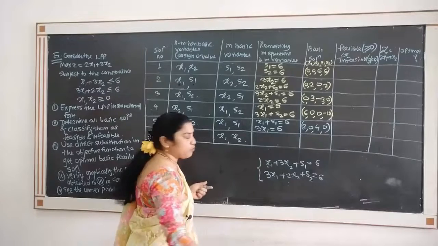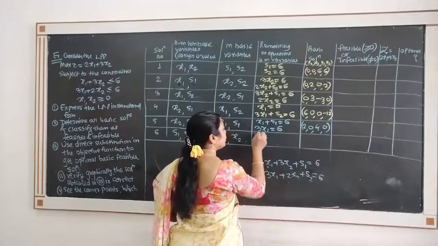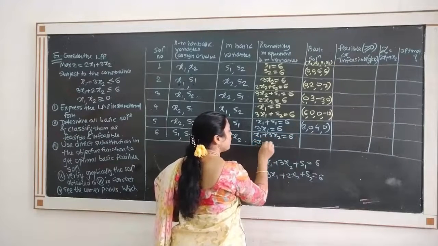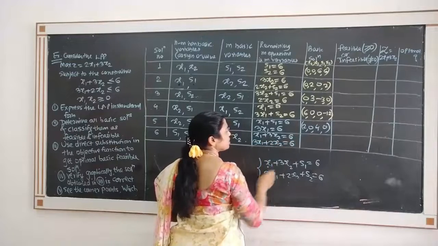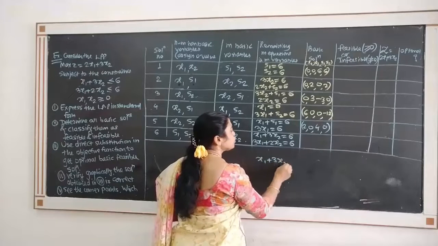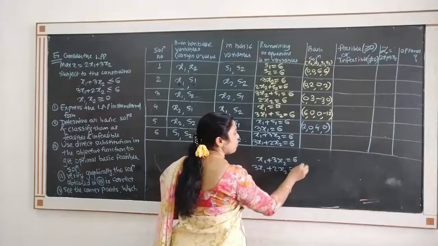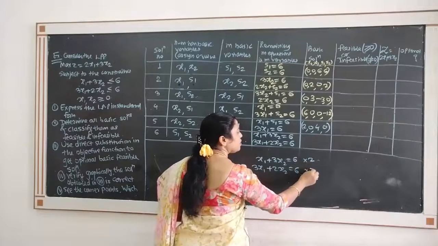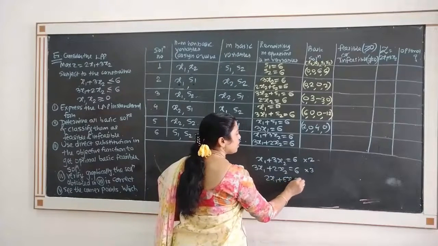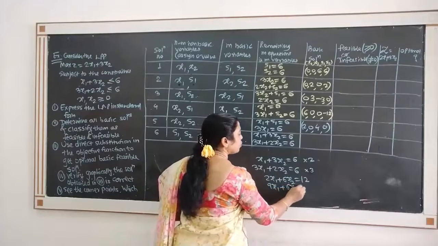And the last one, we are putting x1 and x2 equal to 0. So if you put this, we get two equations: x1 plus 3x2 is equal to 6 and 3x1 plus 2x2 is equal to 6. Solve these two equations simultaneously. We multiply the first equation by 2 and the second equation by 3 to get the answer: 2x1 plus 6x2 is equal to 12 and 9x1 plus 6x2 is equal to 18.